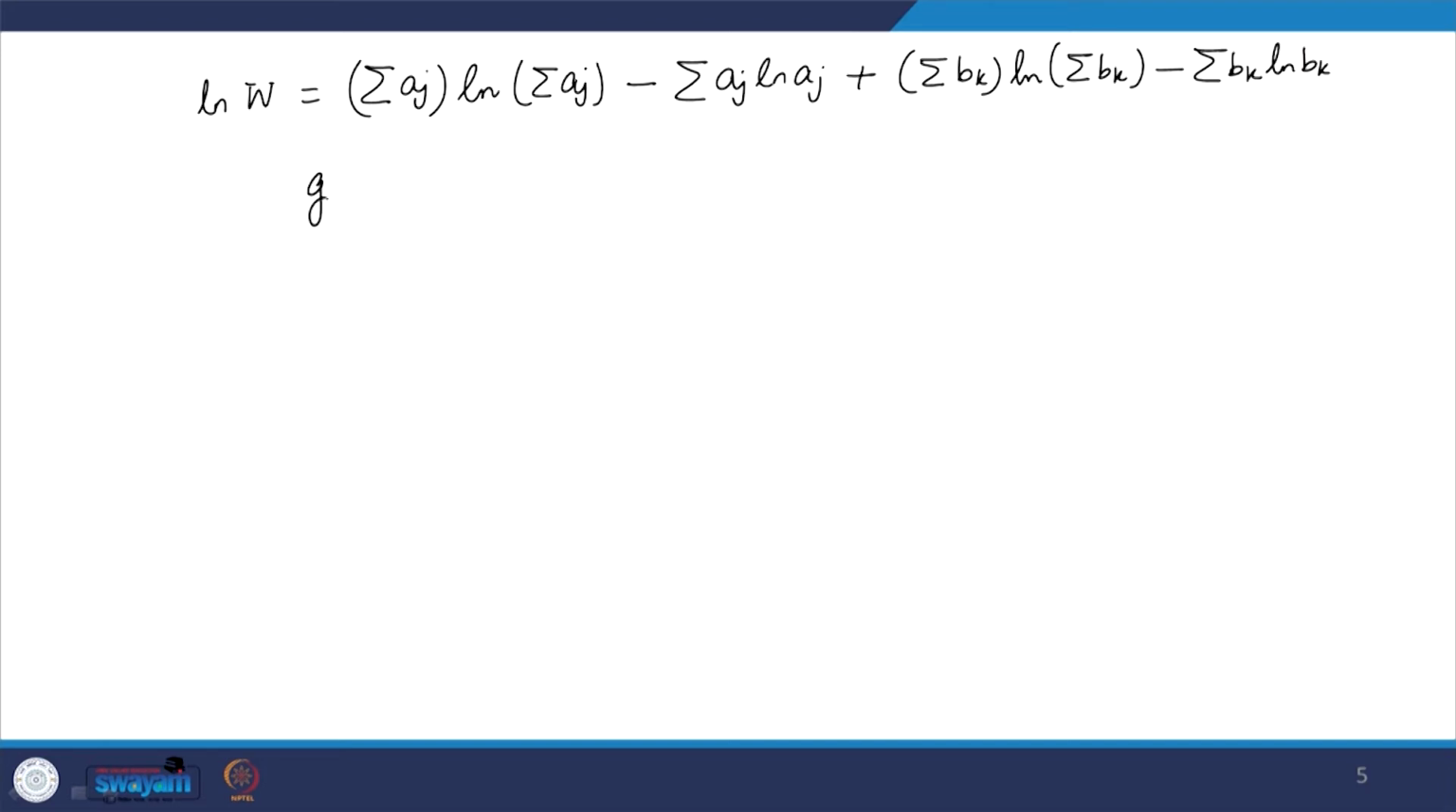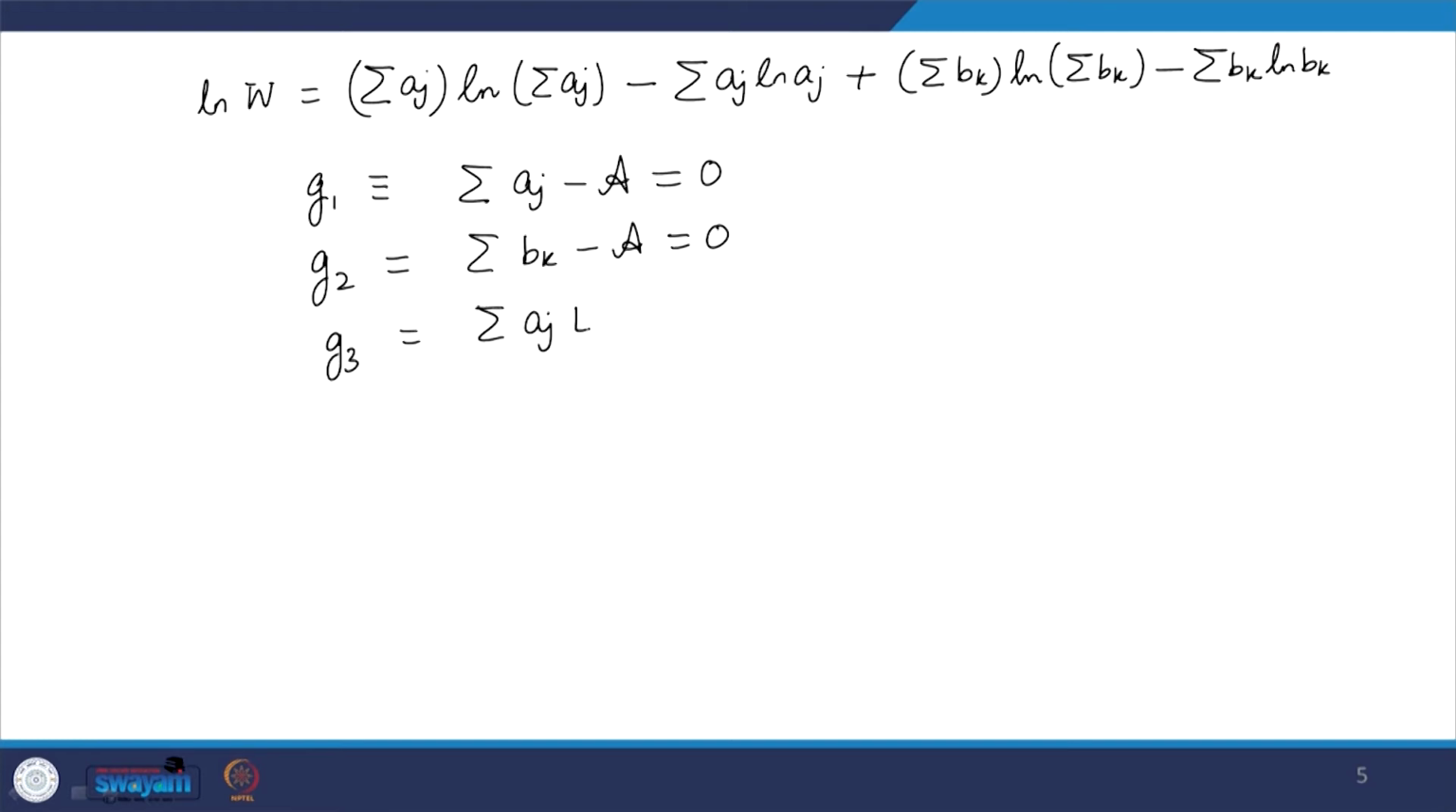So, first constraint is summation over A j minus A is equal to 0. Second constraint is summation over B k minus A is equal to 0, and the third constraint is summation over A j E j A plus summation over B k E k B minus E is equal to 0.